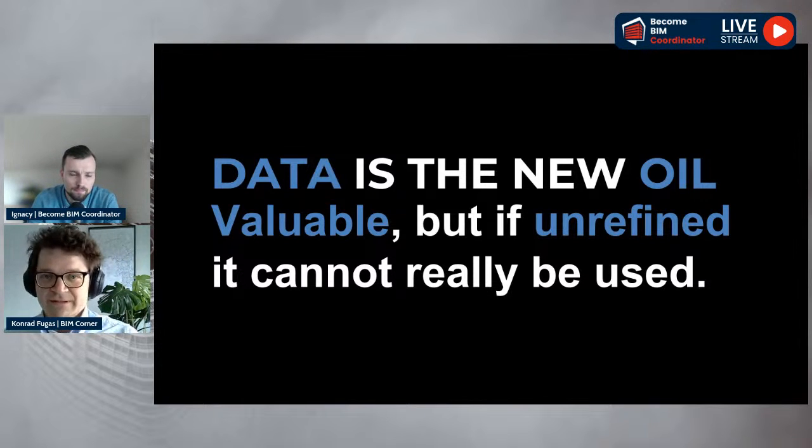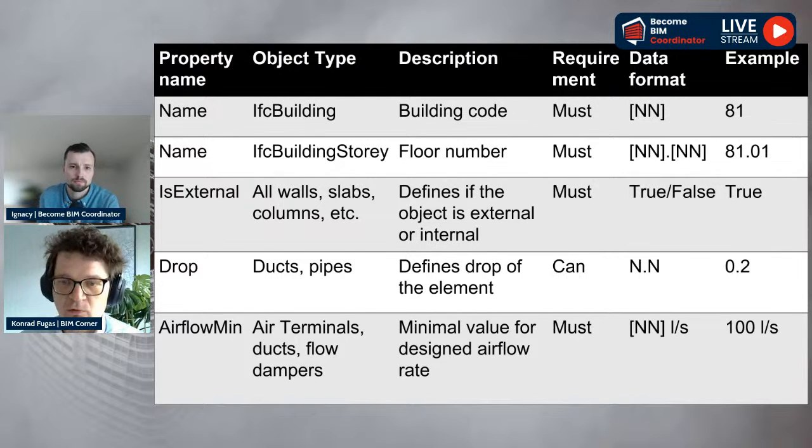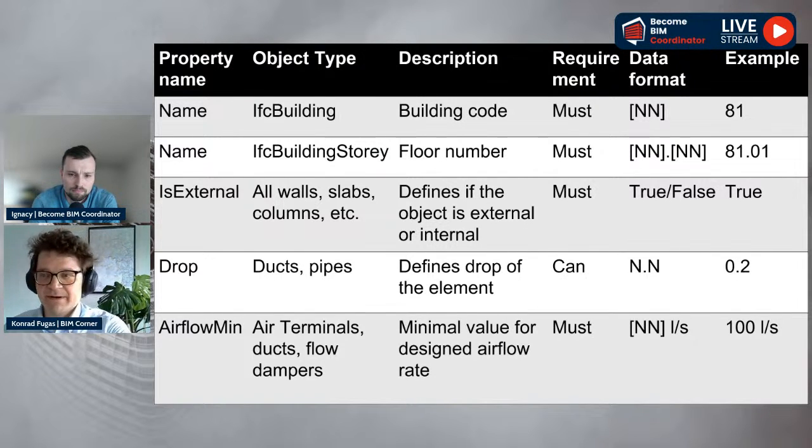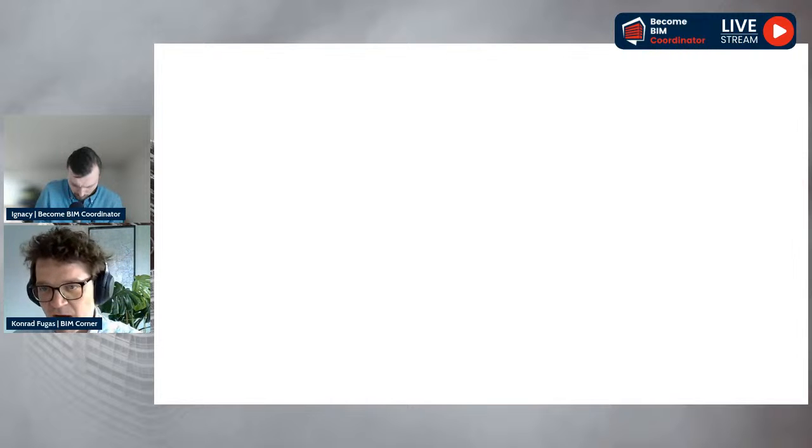So to avoid this, we create a long and boring table that describes the delivery of what we need in the project. It has the property name, how it should be written in the property set. It has what object type it relates to, a description of what the goal for this property is, requirement, if this is a must or a can, data format, also very important, how you should write it, and an example value, so that there are no mistakes. And we describe each property we want on our construction site. And there are like 200 of those properties.